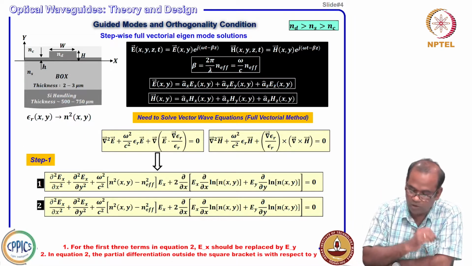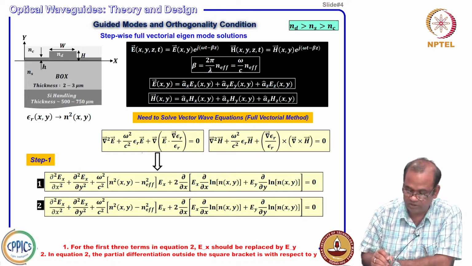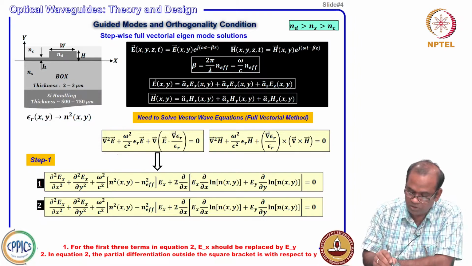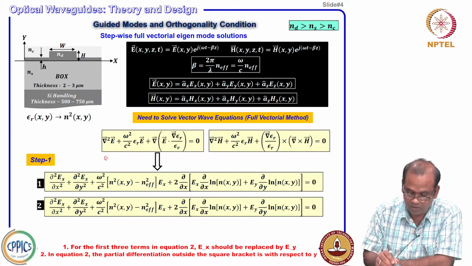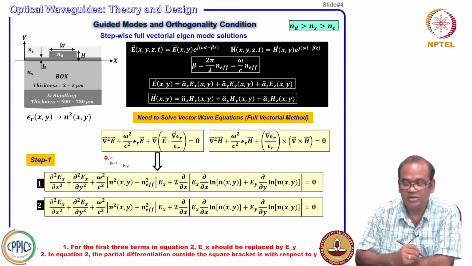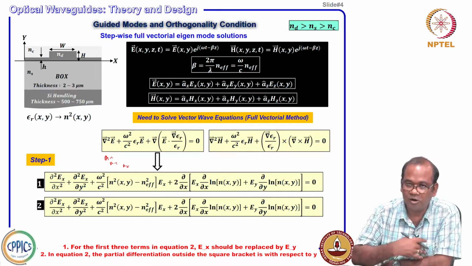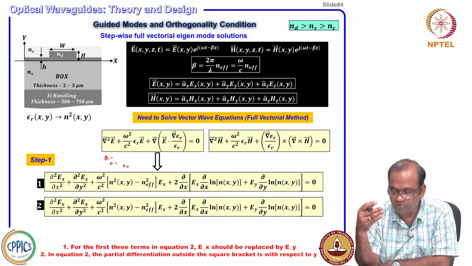Now, step 1. What is step 1? From this vector equation, we can decompose into 3 scalar equations, one corresponding to the x component, y component, and z component. 3 scalar equations you can get, and here also you can get 3 scalar equations, and if you can solve those 3 scalar equations, second order differential equations, then you are done.